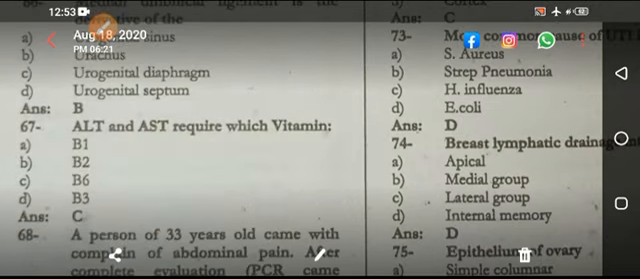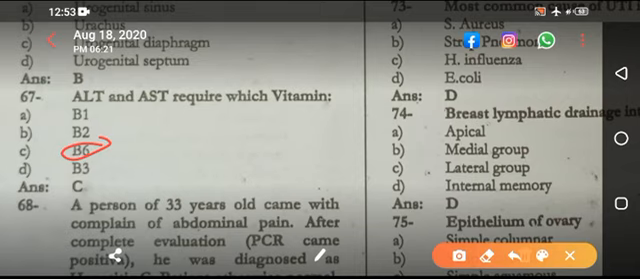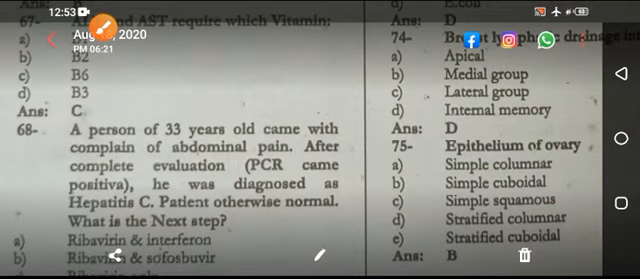Coming next, AST and ALT require B6. That is the right answer. So there are few mistakes if we are studying the book from the inside. If you are studying from the inside, you are getting more knowledge, and as more MCQs come from this side, from the recent paper, I would recommend studying this book from the inside.